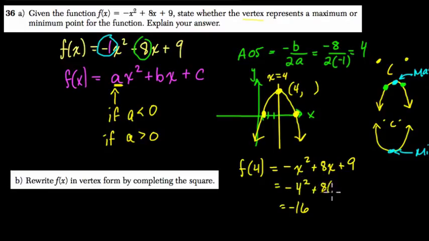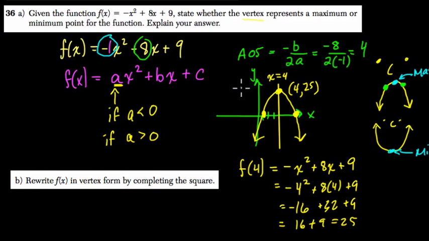Plus 8 times 4, or 32. And then finally, plus 9, right? So negative 16 plus 32 is what? 16. Plus 9 is 25. That just means the vertex is at the point (4, 25). So if we plug in 4, we get the height of 25.